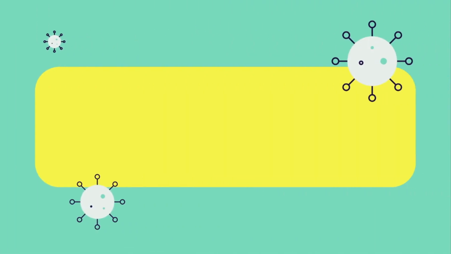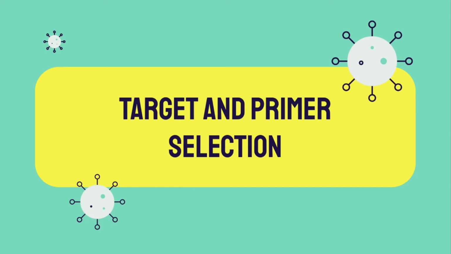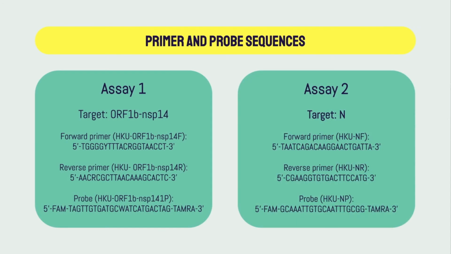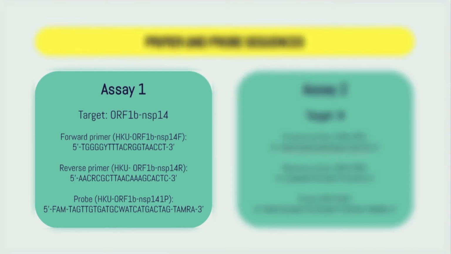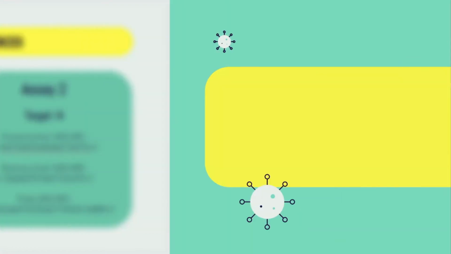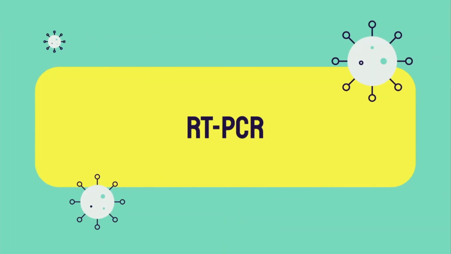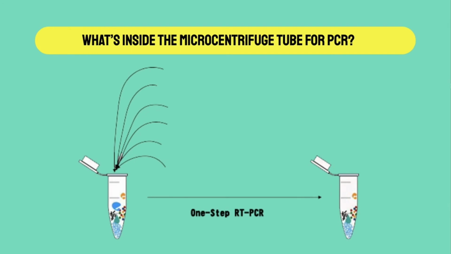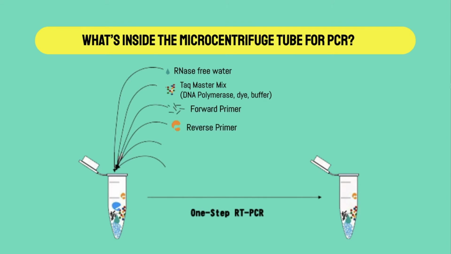Okay, now let's take a look at an example. It was started by the target and primer selection. In this video, we will have two kinds of assay, but for the example alone, we will use assay 1 as the example, which targets the ORF1b. Next, we prepare the master mix for the RT-PCR. It consists of RNA-free water, TaqMan master mix, forward primer, reverse primer, probe, and samples.